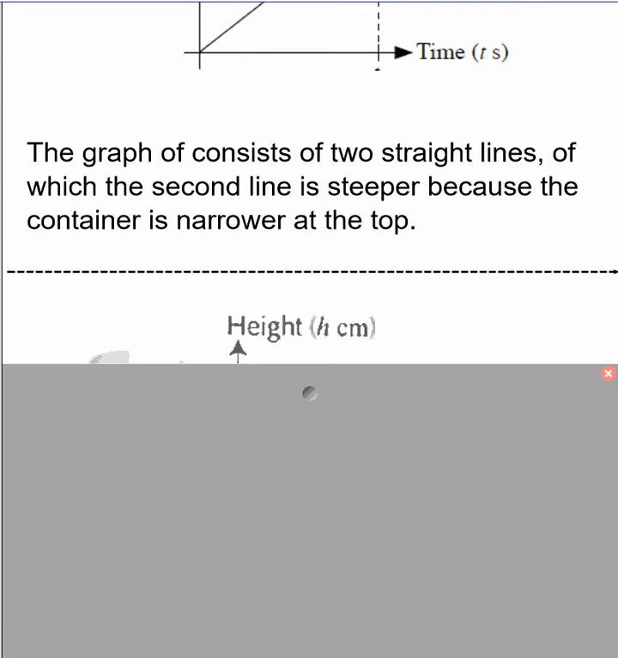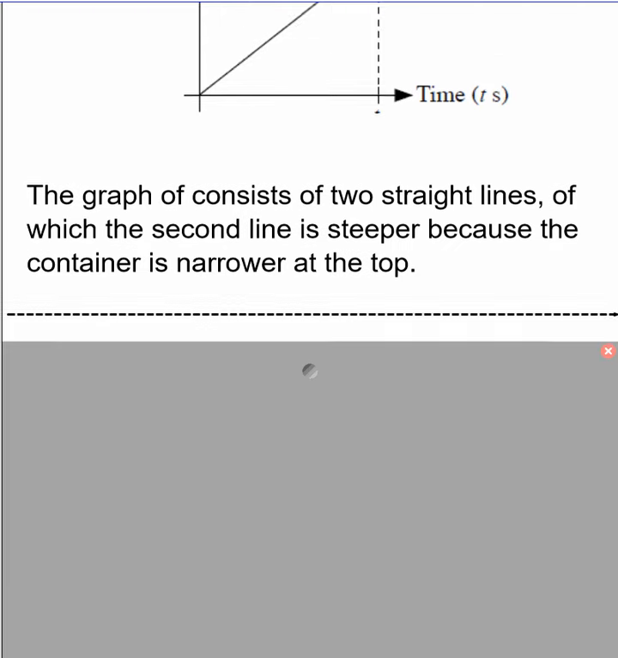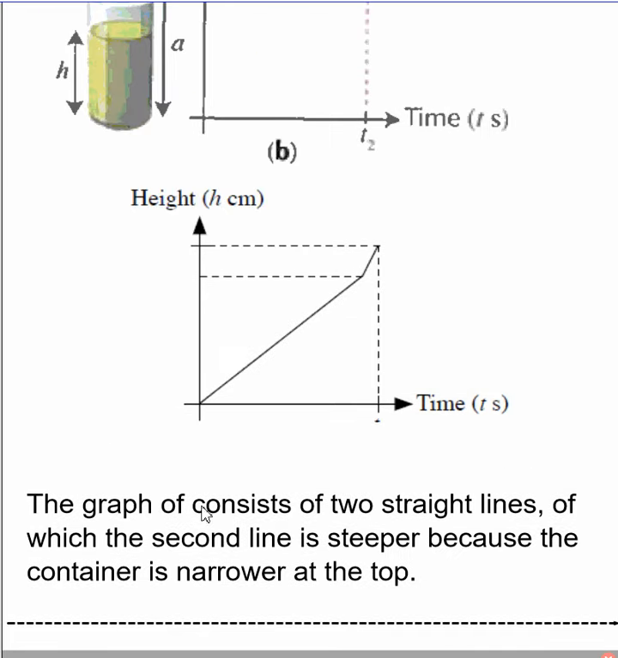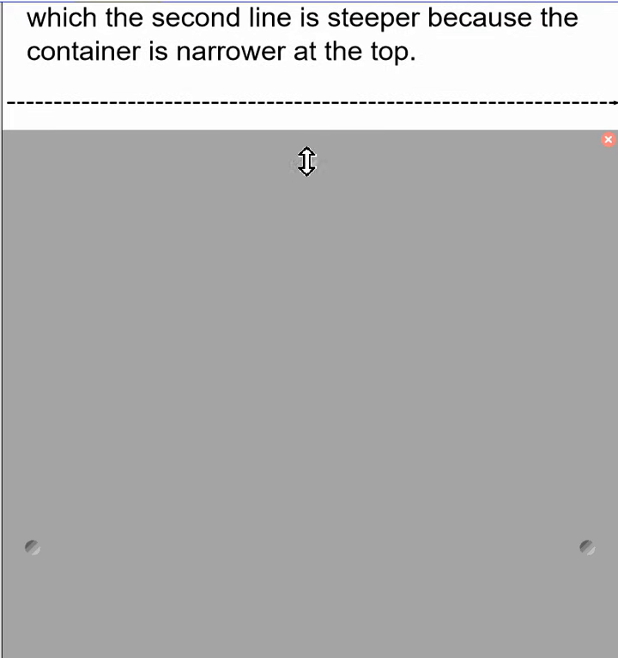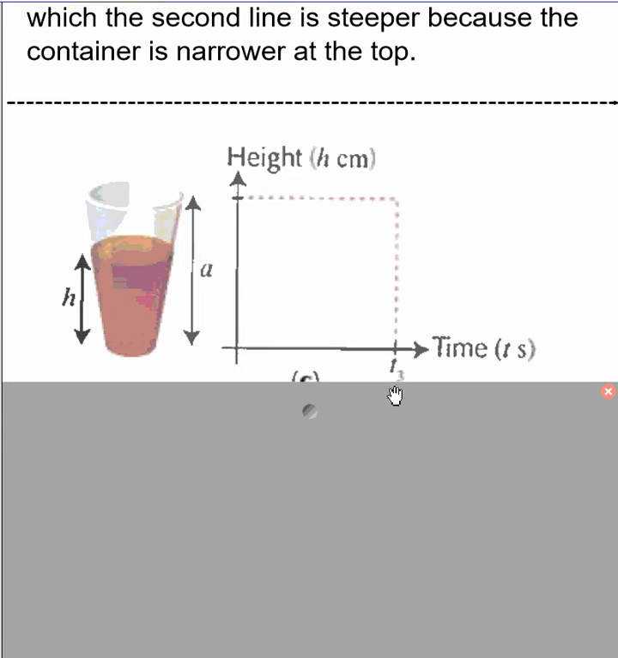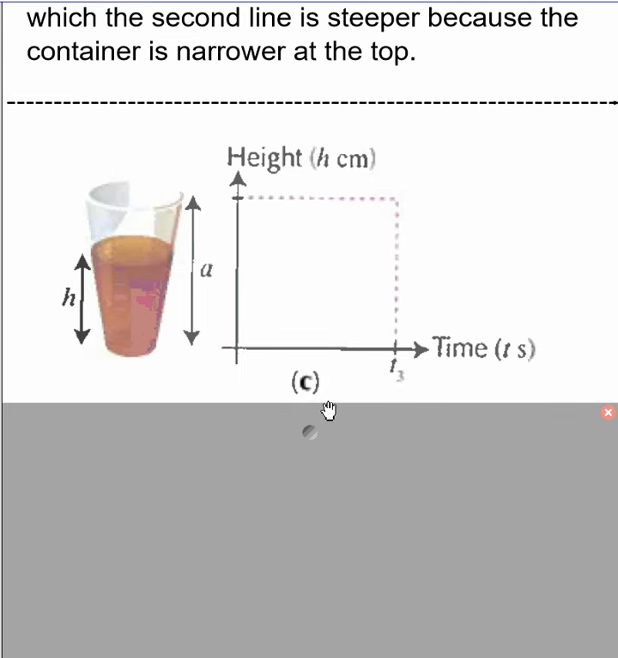And the last one. By the way, if the question says describe it, you can say the graph consists of two straight lines. The second line is steeper because the container is narrower from the top. So if this is the case, how will you draw it? Think about it. You can put the video on pause.